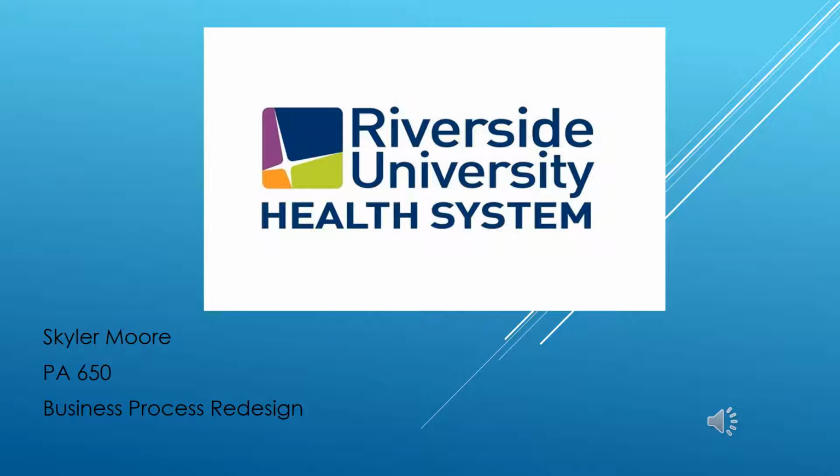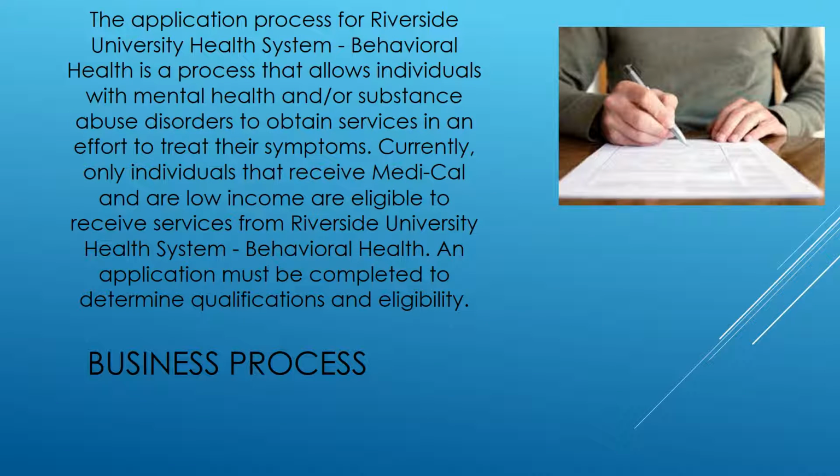The business process that I will be discussing is the Riverside University Health System Behavioral Health Application for Services. The application process for Riverside University Health System Behavioral Health is a process that allows individuals with mental health and/or substance abuse disorders to obtain services in an effort to treat their symptoms. Currently, only individuals that receive Medi-Cal and are low income are eligible to receive services from Riverside University Health System Behavioral Health. An application must be completed to determine qualifications and/or eligibility.